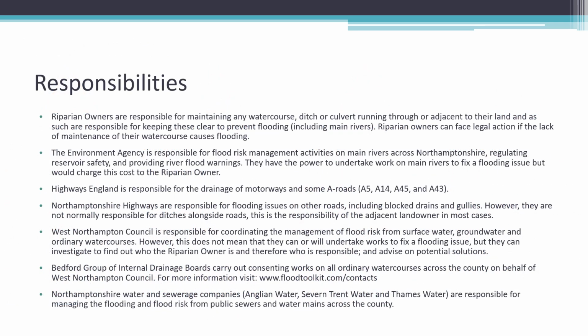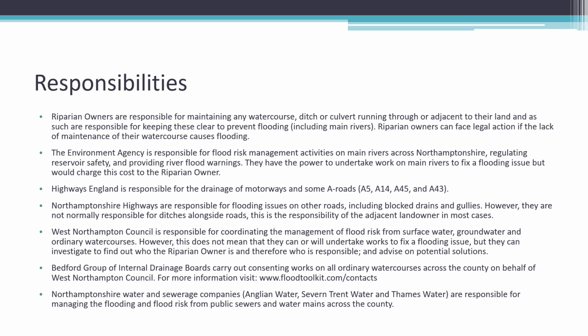Riparian owners are responsible for maintaining any watercourse, ditch or culvert running through or adjacent to their land, as well as the vegetation on the banks in order to keep these clear and prevent flooding. If the watercourse runs along the boundary between two neighbouring properties, each owner will be responsible for the maintenance up to the centre line of the watercourse. Riparian owners can face legal action if the lack of maintenance of their watercourse causes flooding.